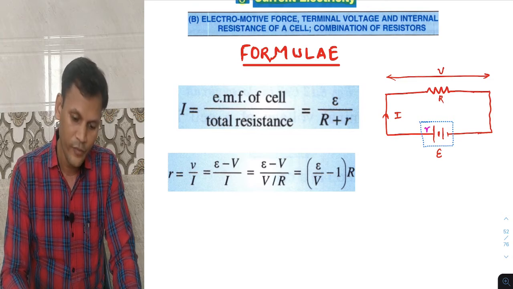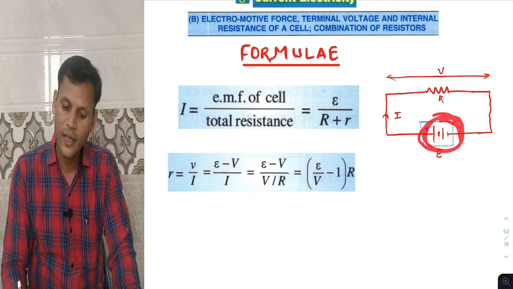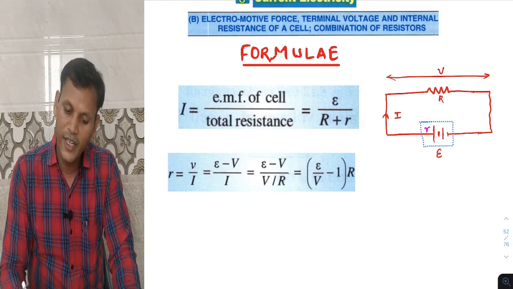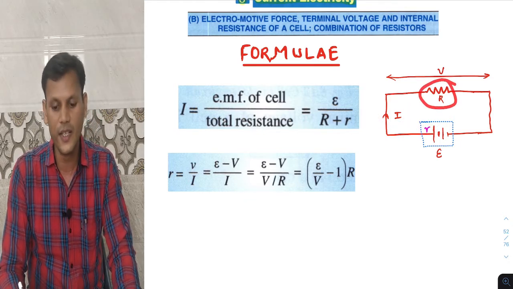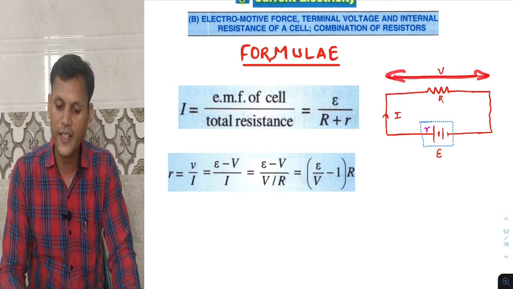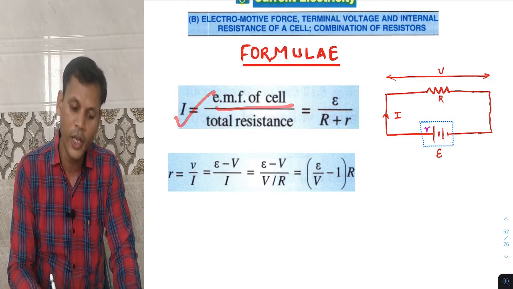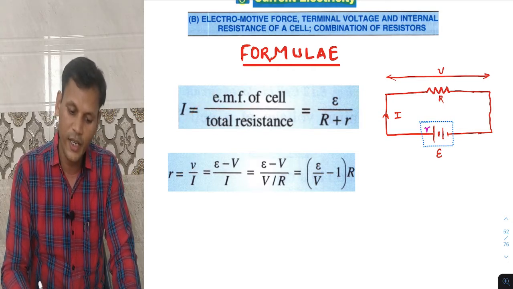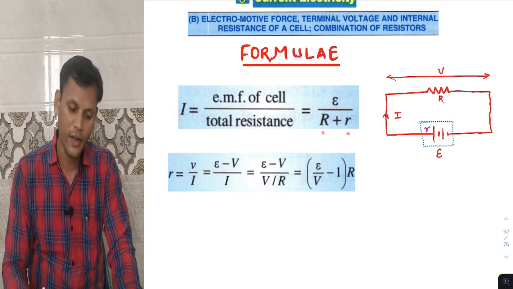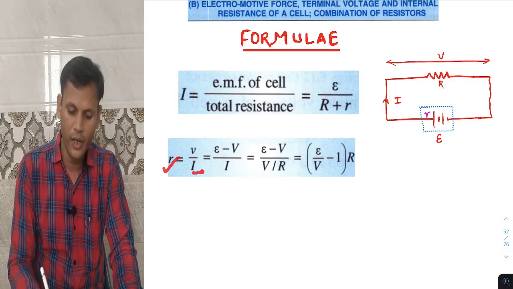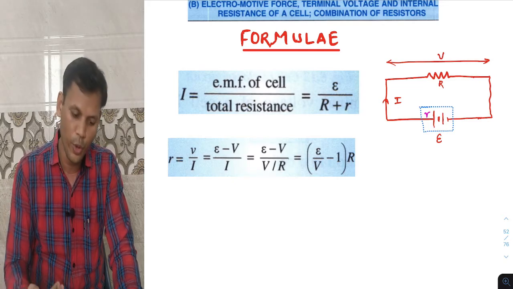So this is any battery or cell, having EMF E, its internal resistance is small r, current I is flowing through it, and external resistance is capital R, and this is the potential difference across the external resistance. For that we have studied current I is equal to EMF of the cell upon total resistance. So it is E divided by capital R plus small r. Whatever will be required, we will use from here.